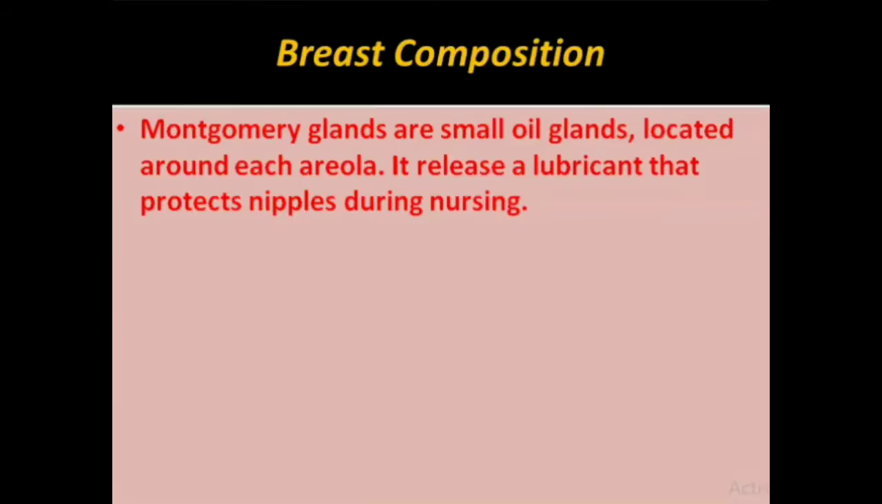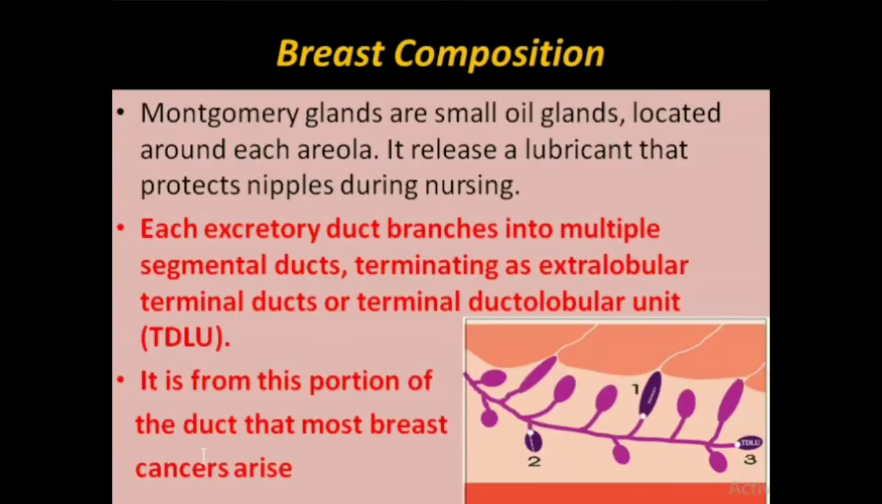Montgomery glands, or small islet glands, are located around the areola, and they release a lubricant that protects the nipple during nursing. Each excretory duct branches into multiple segmental ducts, terminating as extralobular terminal ducts or the terminal duct lobular unit. These are the areas from where most of the breast cancer arises.